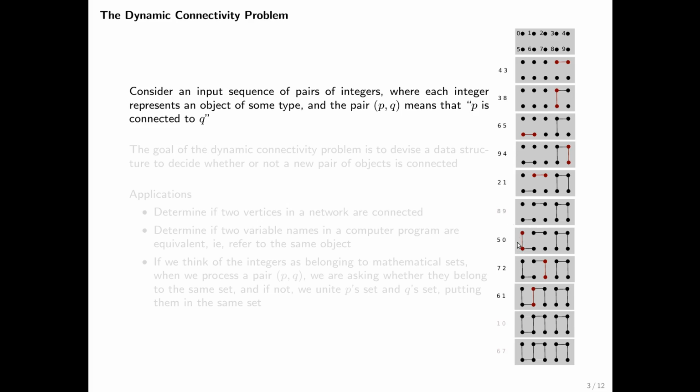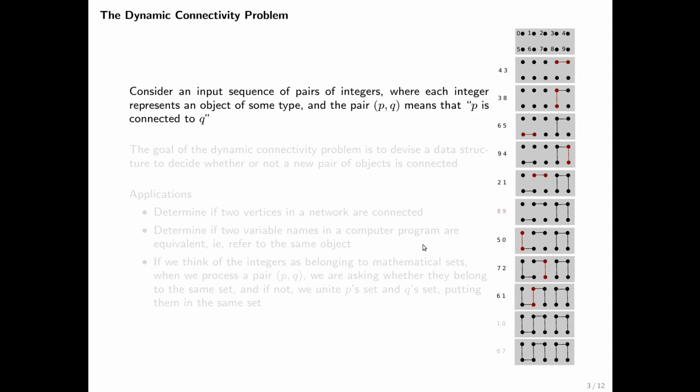5 and 0 are not connected, so you establish a link. Then comes 7 and 2, they are not connected yet, so you establish a link. Then comes 6, 1, they are not connected, so you have a link there. And then comes 1, 0, but 1, 0, though not directly connected, there is an indirect link from 1 to 0. So you need not establish a direct link between 1 and 0. So 1, 0 is in gray. And then the last pair is 6, 7. Here again, there is no direct link between 6 and 7, but there is an indirect one. So we don't establish a direct link. So 6, 7 is also in gray, and we are done processing all the pairs.